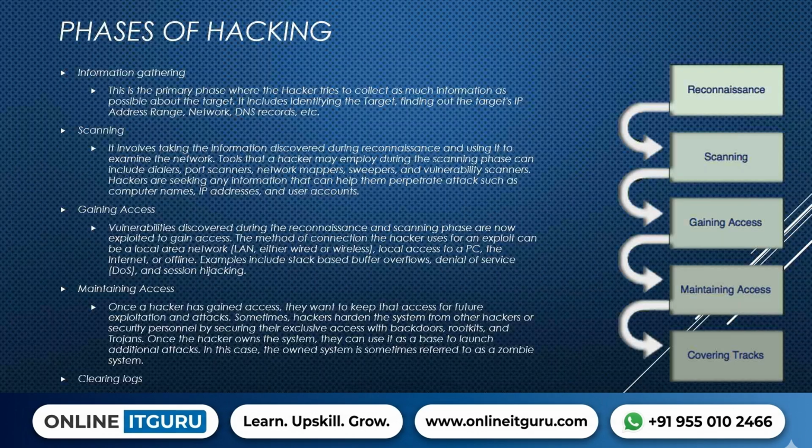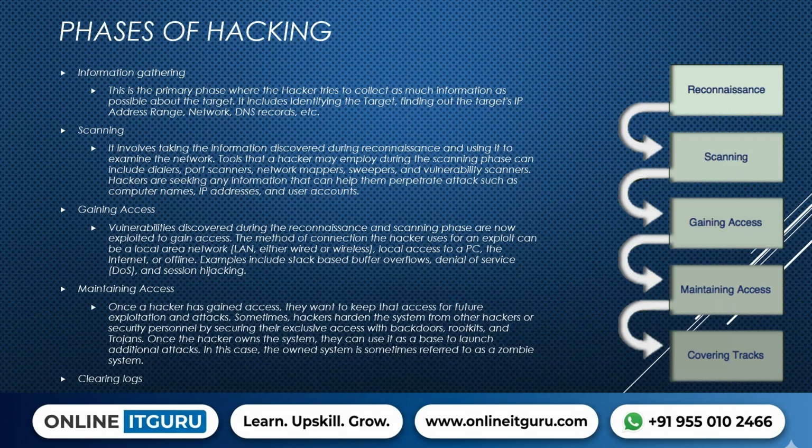And then lastly, we talked about the phases of hacking. The first phase is information gathering, second is scanning, third is gaining access, fourth is maintaining access, and last is clearing logs. When you're doing information gathering, you're trying to collect as much information as you can about the target. This includes finding who the target is, what they are, the target's IP address, their network, their DNS records, and such.